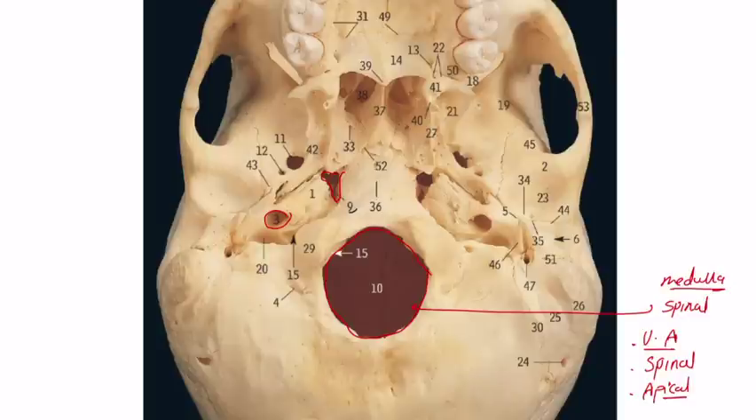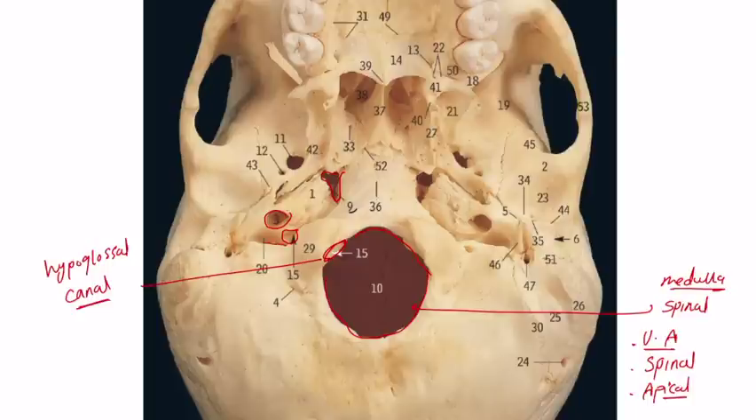On the side of the foramen magnum, you have a small canal. This canal is called the hypoglossal canal, and from its name, it contains the hypoglossal nerve. What about number 20? The canal goes from here and comes out from here as well.